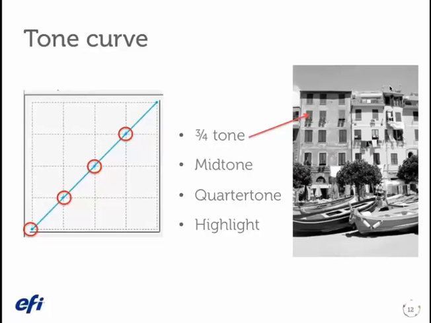Essentially, the three-quarter tone is halfway between the mid-tone and the darkest point, which naturally we call the shadow. So when I describe tone corrections, or when I look at an image and something I'm trying to match and I see a tone problem, you're likely going to hear language like, make the mid-tone darker, or make the quarter tone lighter.